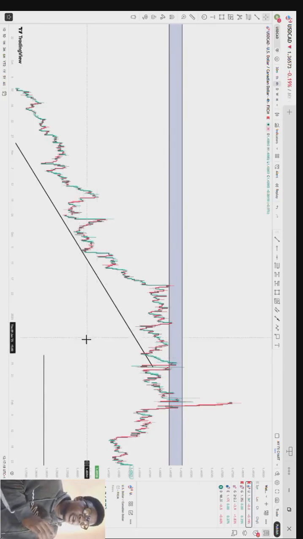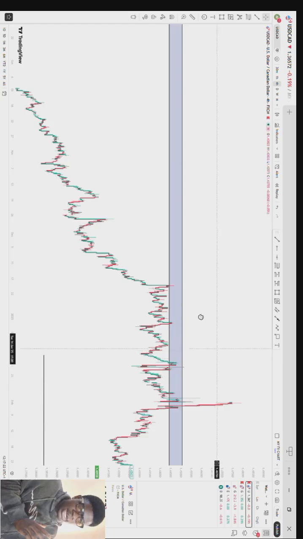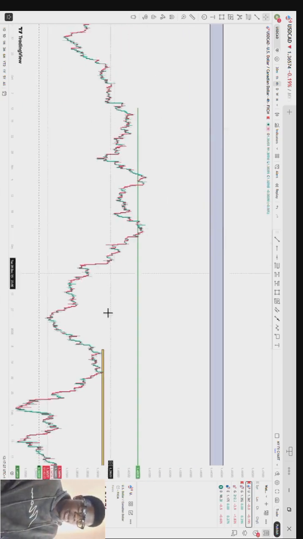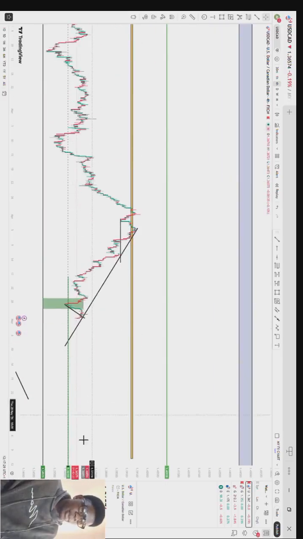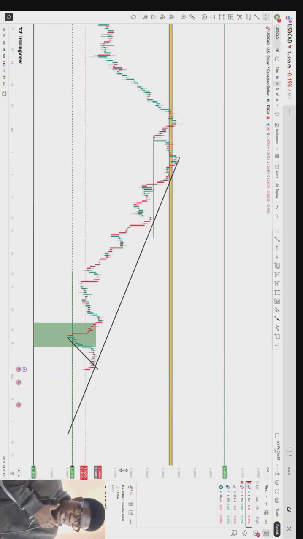Now for the downtrend, I'm actually bearish on USD CAD right now. So I'll show you my bearish trend. That will be the perfect example to use for you guys. I'm on the bearish trend on the USD CAD. Now this is the first touch, this is the second touch.